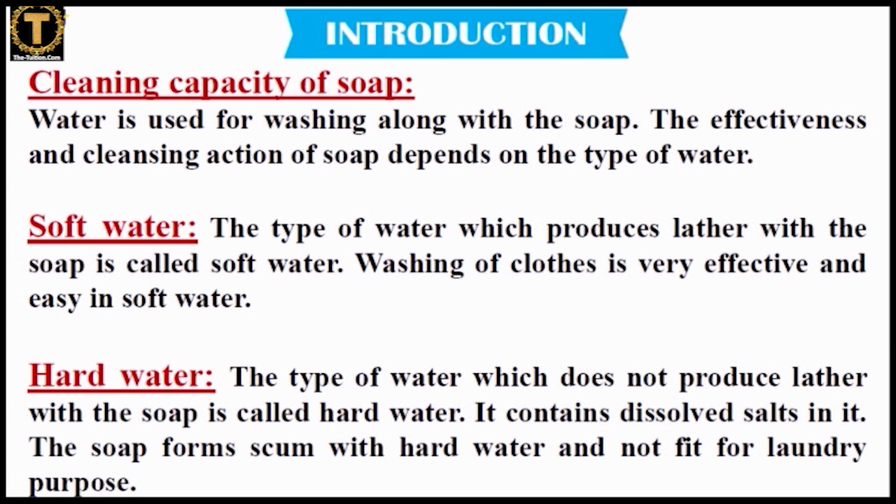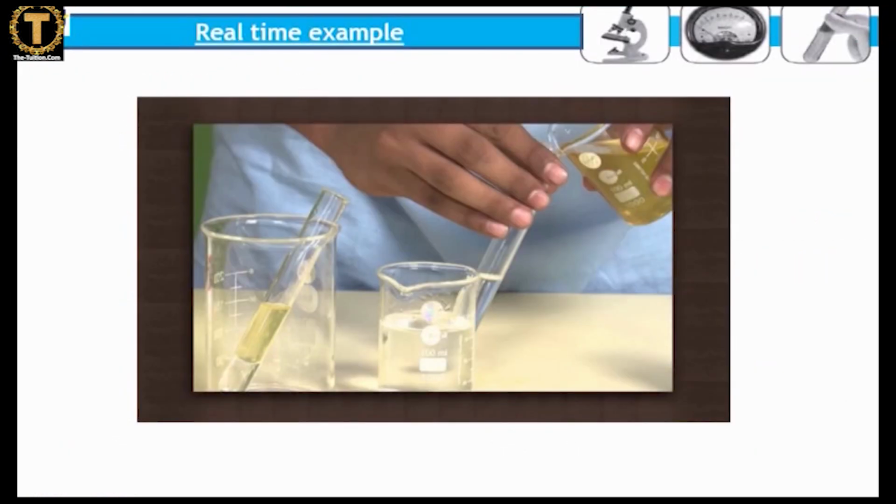Hard water. The type of water which does not produce lather with the soap is called hard water. It contains dissolved salts in it. The soap forms scum with hard water and is not fit for laundry purpose.